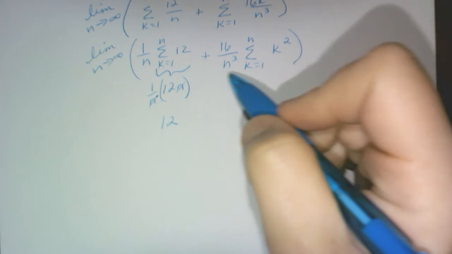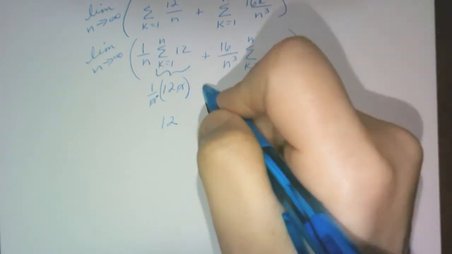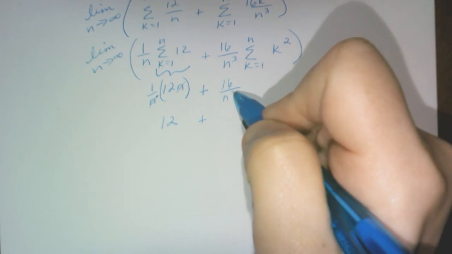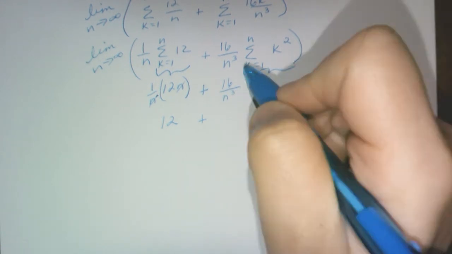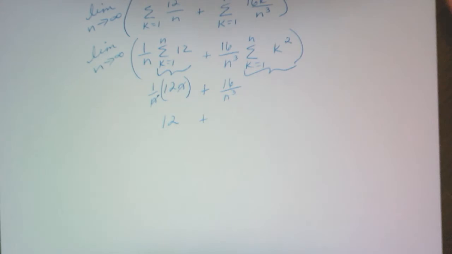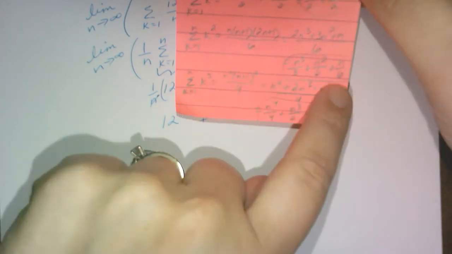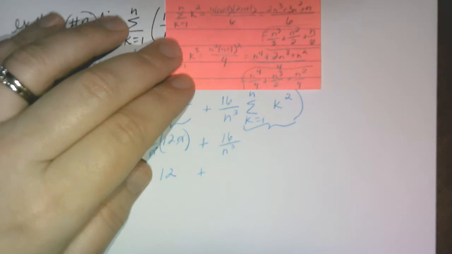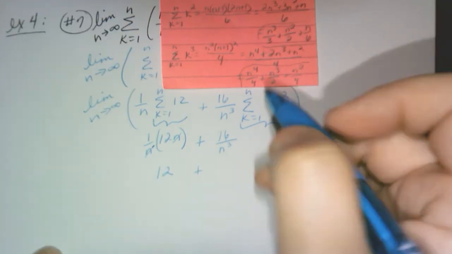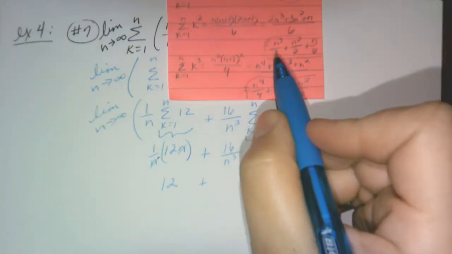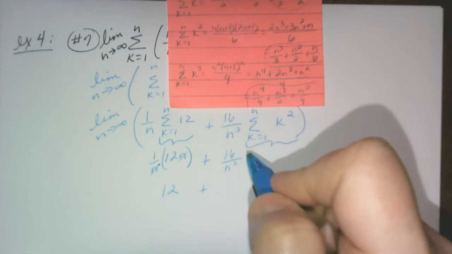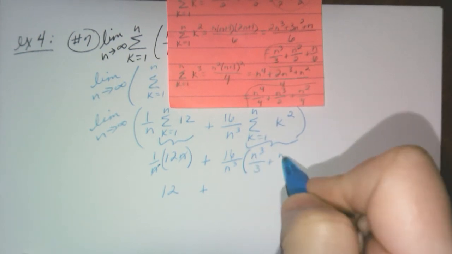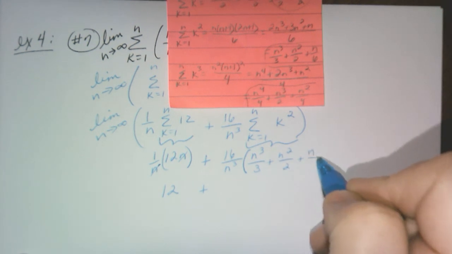All right, now let's do it on this piece right here. So plus 16 over n cubed. Now what is the sum of k squared? That's this one right here. So let me write this down for you. There you go, so you can see it. It's n cubed over 3, so times n cubed over 3 plus n squared over 2 plus n over 6.